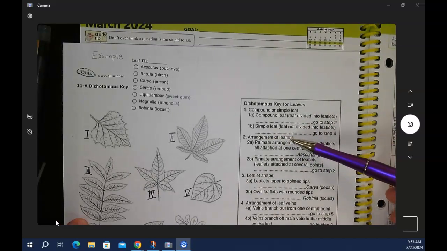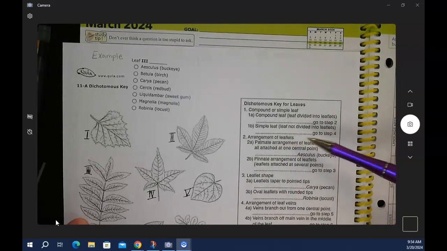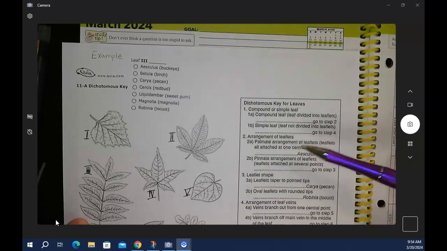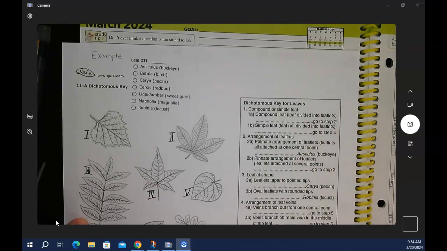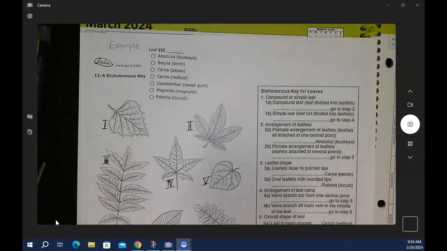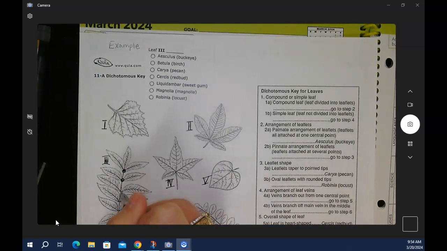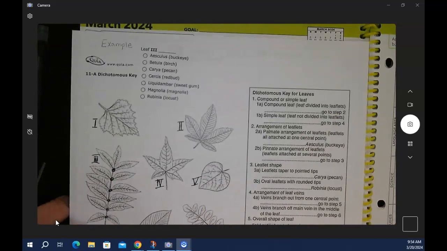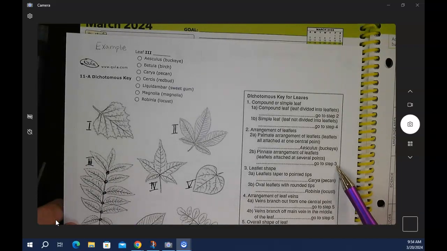The arrangement of those leaflets can either be palmate or pinnate. Palmate means the leaflets are all attached at one central point, and pinnate means the leaflets are attached at several points. So I'm going to draw a dot where the leaves attach. There's a point, there's a point, there's a point. When I'm looking at this, I would say that this is not all at one central point, because I would only have one dot, but rather at several points. So it tells me to go on to step 3.